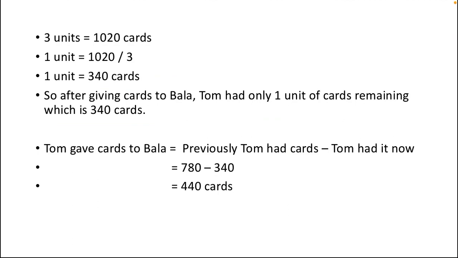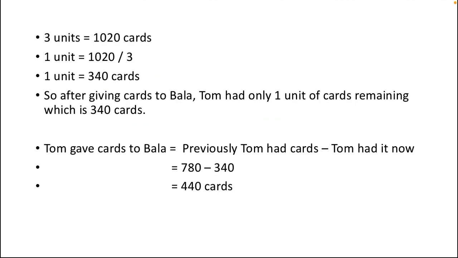Now what do we have to find? We have to find the value of 1 unit of cards. We all know that 3 is multiplying with units, and when 3 moves to the other side of the equality, it will divide the number. So 1 unit equals 1020 divided by 3. The answer is 340 cards.